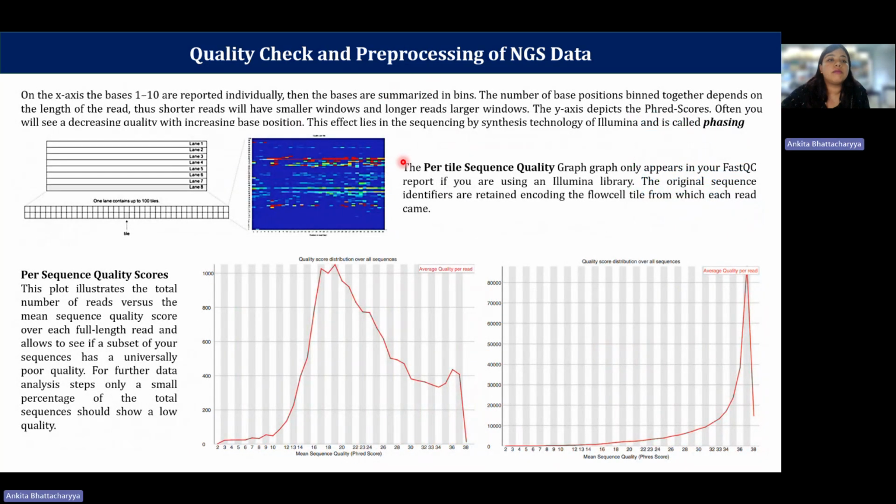Then you have the per tile sequence quality, which only appears if you're using an Illumina library. It gives you, within that particular tile, how good your read quality is for that entire tile. If there was a flawed tile, for example, within which all of the reads are not properly sequenced, then you would have to accordingly adjust your parameters. Then come per sequence quality scores, which illustrate the total number of reads versus mean sequence quality score, and allow us to see if a subset has universally poor quality.